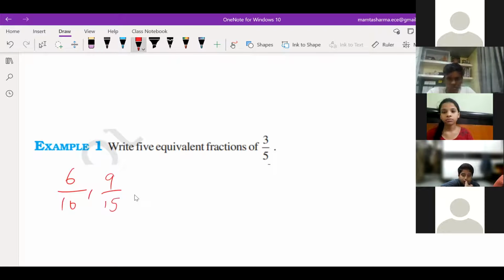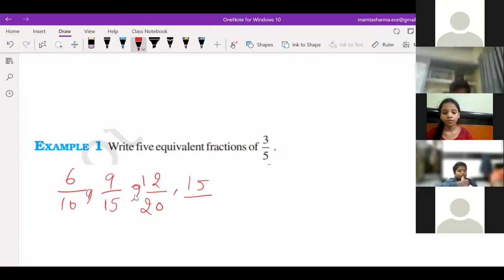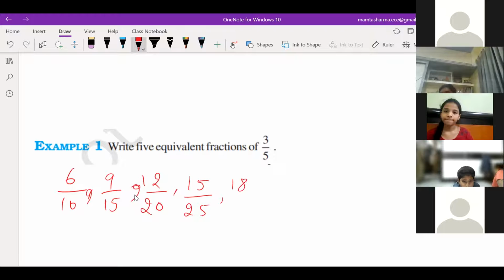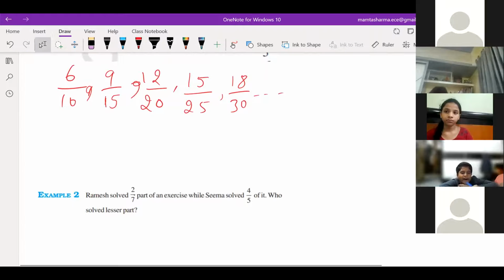Ma'am, 9 by 15, 12 by 20, 15 by 25. Ma'am, 18 by 30. Very good. There may exist many more. Yes, ma'am, an infinite number. They can extend up to infinity.